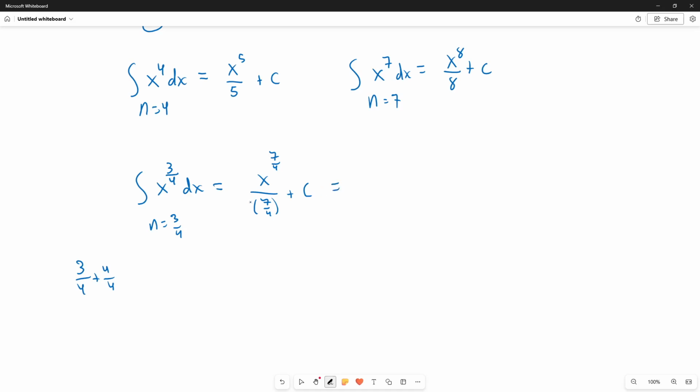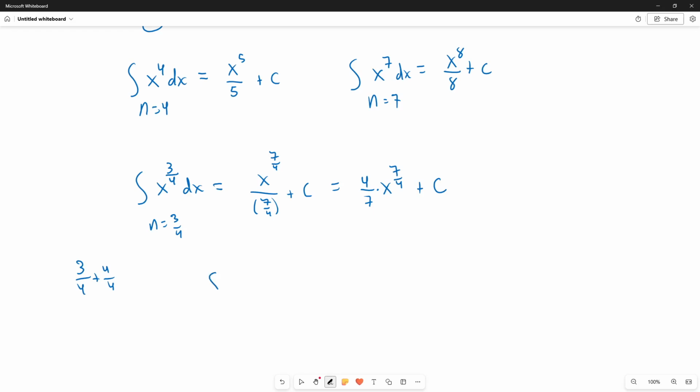And dividing by 7/4 is the same as multiplying by 4/7. So this is 4/7 times x to the 7/4. You can do division of fractions here with a keep the top, change this to multiplication, which is here, and then flip this one, and that's 4/7. So plus c.